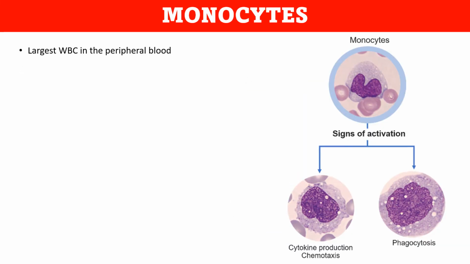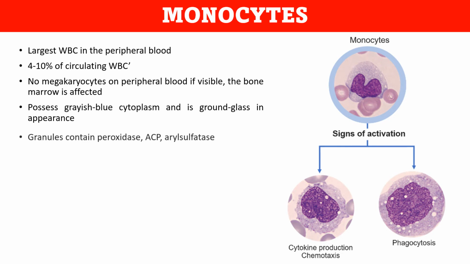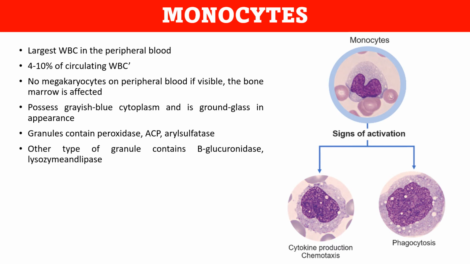Monocytes are the largest white blood cells in peripheral blood, 4 to 10% of circulating white blood cells. There are no megakaryocytes in peripheral blood. If visible, the bone marrow is affected. It possesses grayish-blue cytoplasm and has a ground glass appearance. Granules contain peroxidase, ACP, and aryl sulfatase. Another type of granule contains beta-glucuronidase, lysozyme, and lipase.